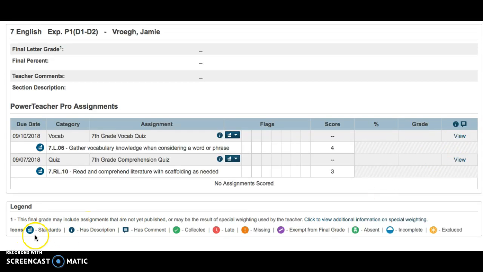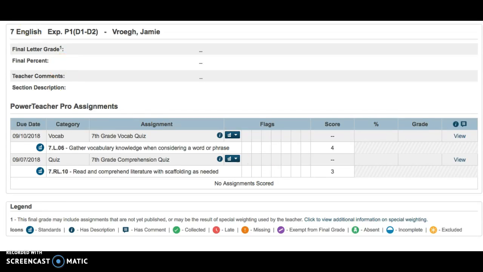Pay close attention to the legend at the bottom. This provides you a lot of information about whether or not your student is handing in assignments on time, things have been collected, or if something has been excluded from the gradebook. This is very important to help you understand how the gradebook works within PowerSchool.